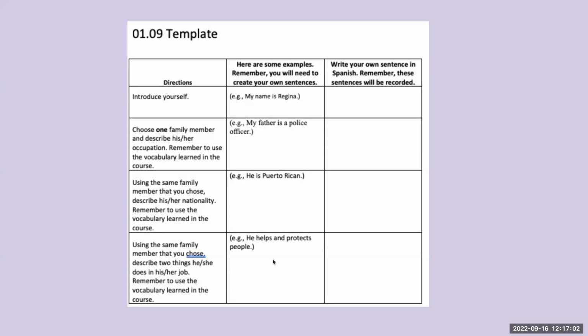Maybe he helps people. Maybe he, we haven't learned put out the fire, so we haven't learned that. Maybe he drives to the fire. The main thing is you want 2 activities. You can't have just one. If you turn this in with just one activity, you're not going to get your full points. So let's just start with he helps people.